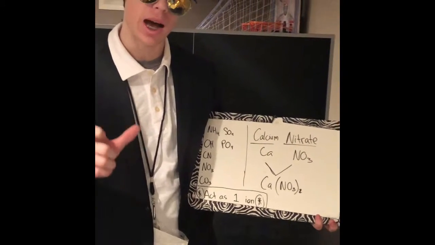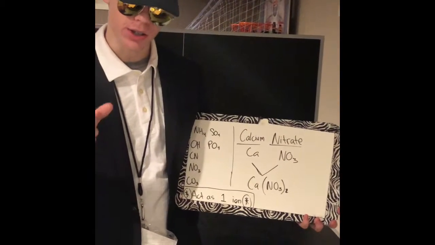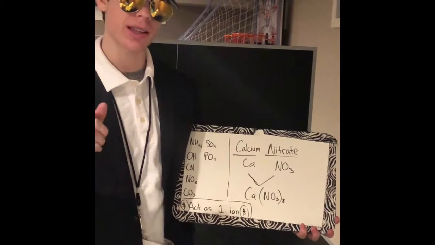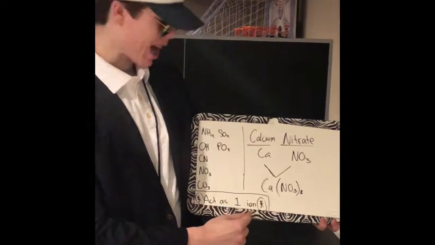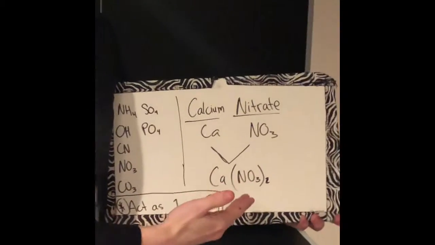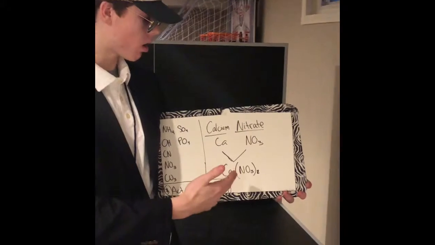Alright, son, that's all fine and dandy, but what do you know about them polyatomic ions? Alright, you see, polyatomic ions are groups of atoms that are covalently bonded together, and they act as one single ion. Here's a bunch of them right here.